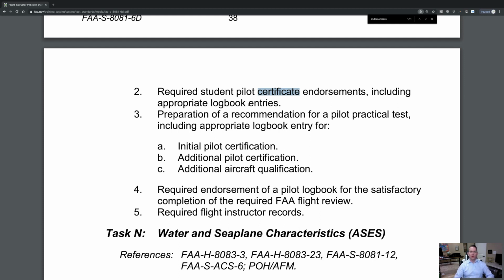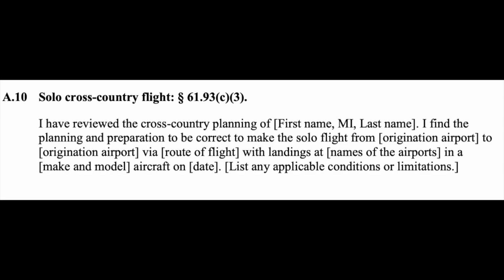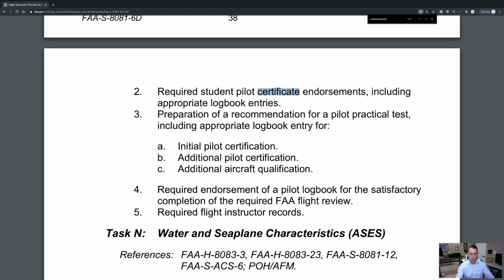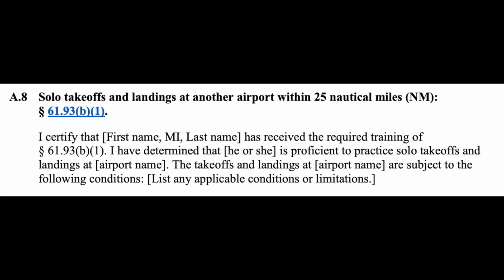And then you have your 61.93 endorsements for cross country, and the only one that's authorizing solo for that one would be your 61.93 Charlie 3, which authorizes you to go solo beyond 50 nautical miles. There are two other ones that you would use for a student pilot for solo, and that is some very rare instances. One of them is if you want to authorize a student to go back and forth to an airport that is within 25 nautical miles of the home airport for the sole purpose of takeoff and landings, then you could give them a 61.93 Bravo 1 endorsement, and you can take a look at it there.